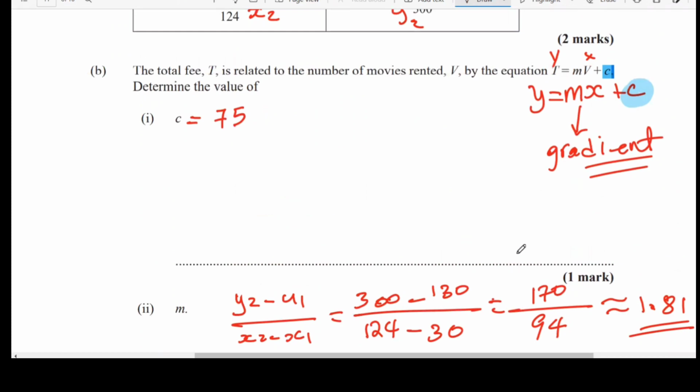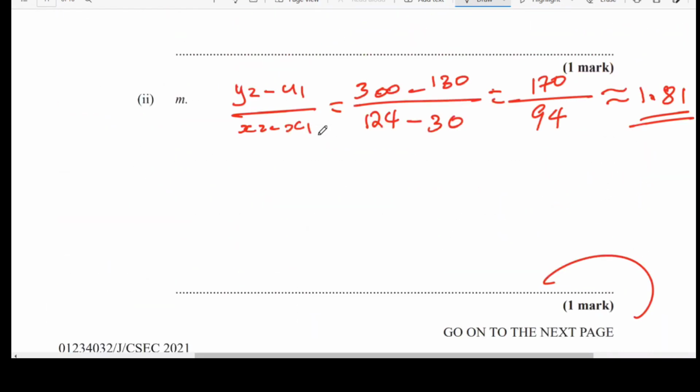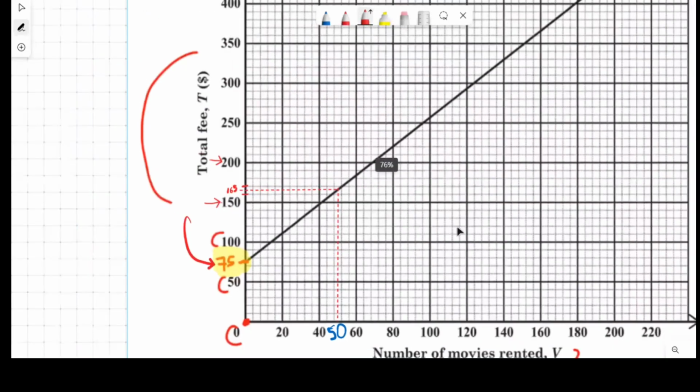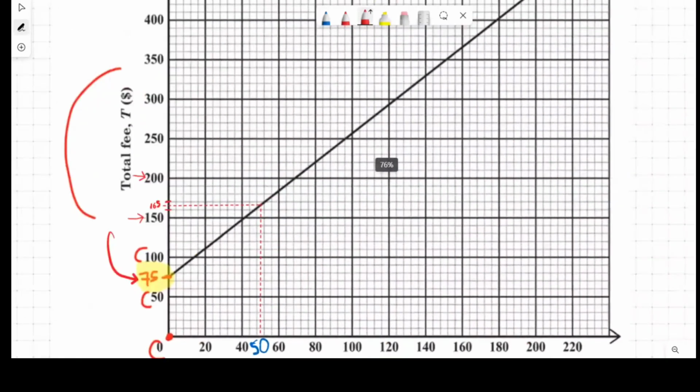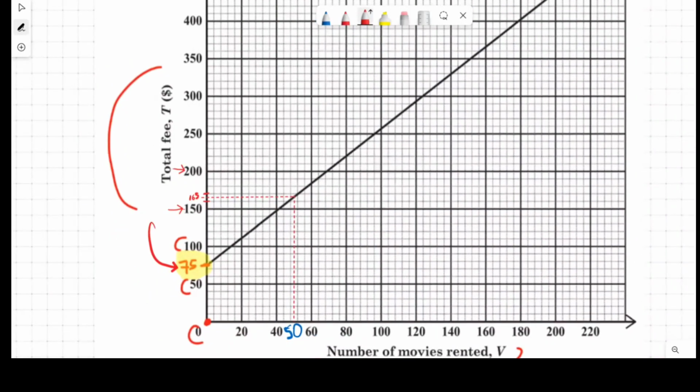So it's all about putting the ideas together, and that's to complete the following statement. With everything that we have been doing, we want to complete the following statement. It says, according to the graph, the annual membership fee is what? In the context of understanding how fees work, if you are part of a club and there is a rental, when you pay a rental fee, you still wouldn't be renting it. There's a different money to rent. So that figure here is that rental fee, that $75, because you get no movies with it.